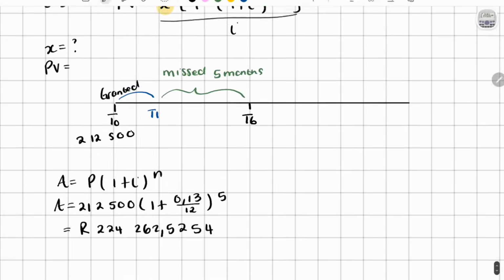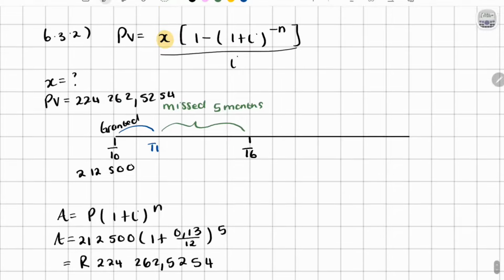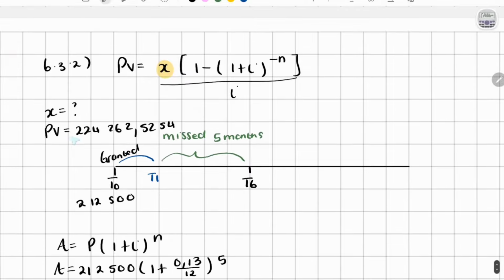Okay, so now we know how much he owes. That's the present value. That's your loan amount. Present value will always stand for the amount the person owes. This is how much he owes. So that is that amount, 224,262.5254. I'm just leaving it at that. So we have X, we have P. What is the interest? We already know that the interest is 0.13 over 12. The interest for that whole loan account is that. And then n.